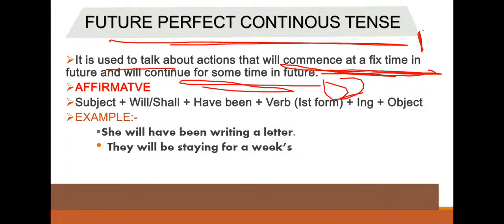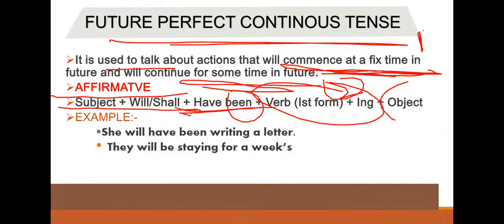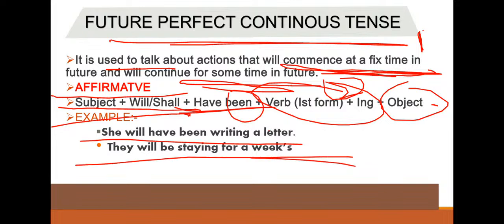Let's take the affirmative version, that is subject plus will shall plus have been. Been is the extra thing added right here, and then the fourth form of the verb and the object, full stop at the end of the sentence. Examples: she will have been writing a letter. They will have been staying for weeks.